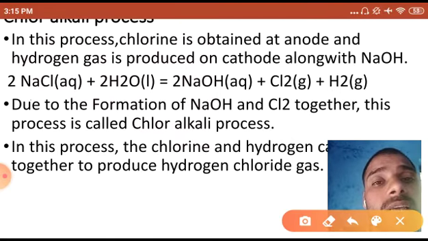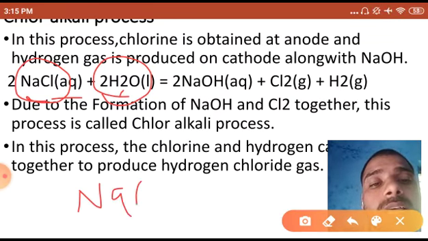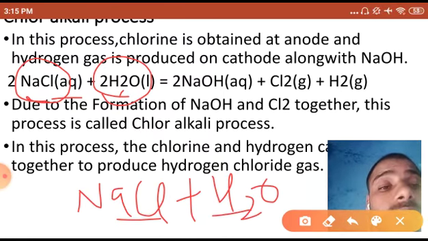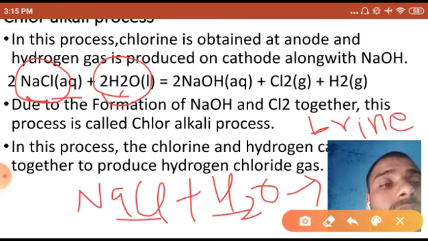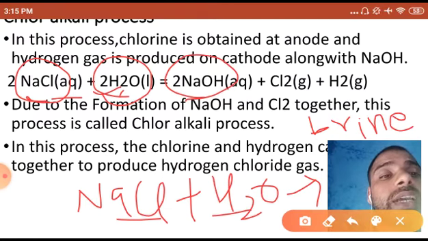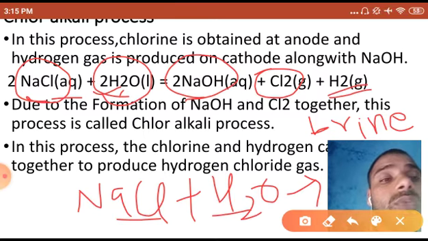Here I have taken NaCl plus H2O, together NaCl plus H2O. NaCl in water is called brine, B-R-I-N-E. Okay? If a solution is prepared by dissolving common salt in water, that is known as brine. So you should see this chemical reaction. Here you can see this one is a strong alkali, and this one is chlorine, with the evolution of hydrogen gas.